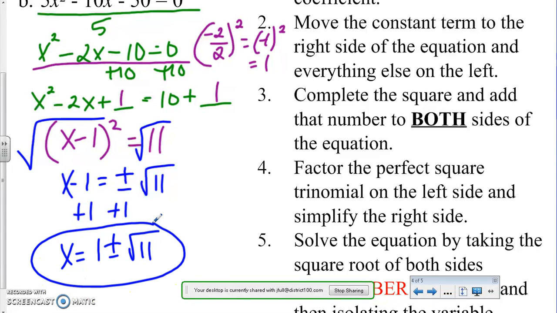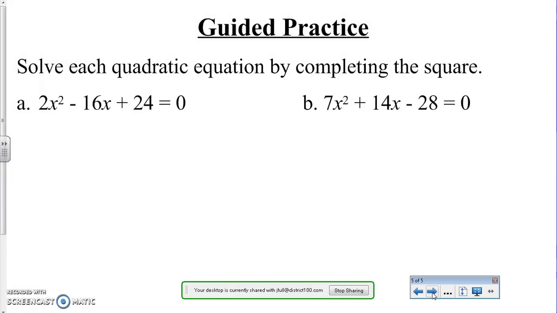Okay, so that's the only thing that's new is make sure you divide by that leading coefficient first before you complete the square, otherwise it will definitely mess up your answer. Okay, go ahead and try the next two, work on the homework problems, and then go ahead and try the quiz when you are ready. If you have any questions, don't hesitate to ask.